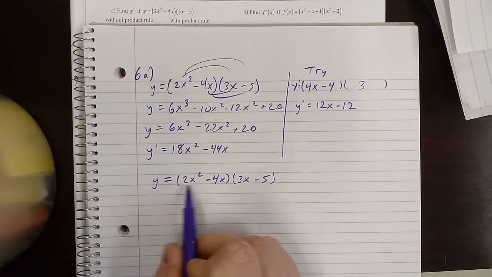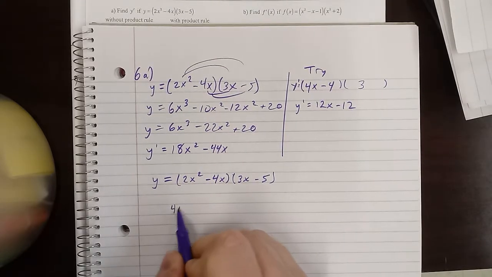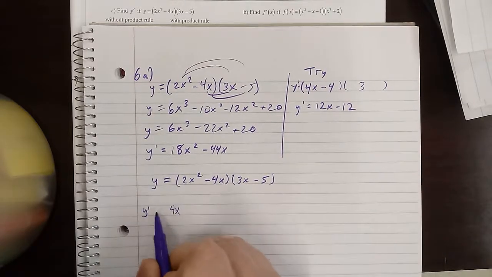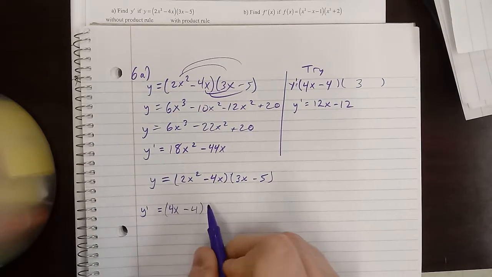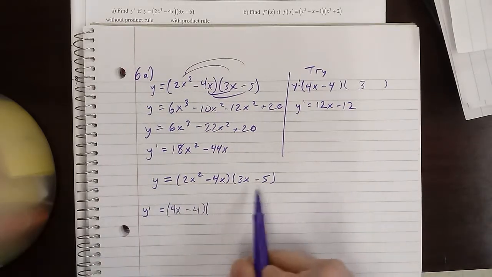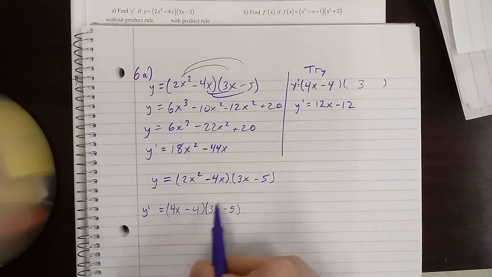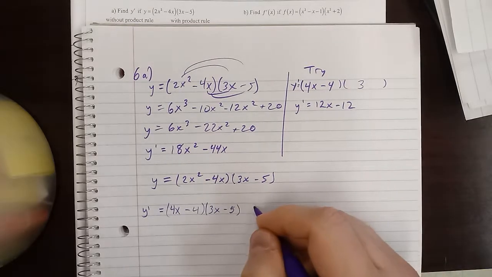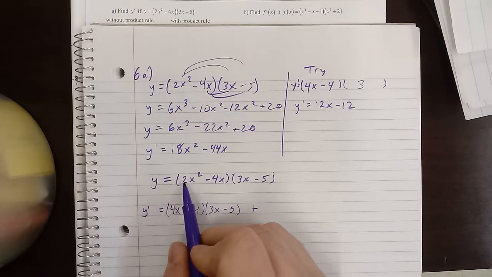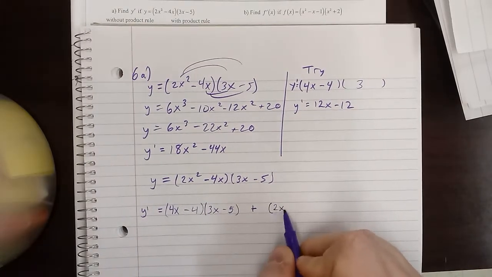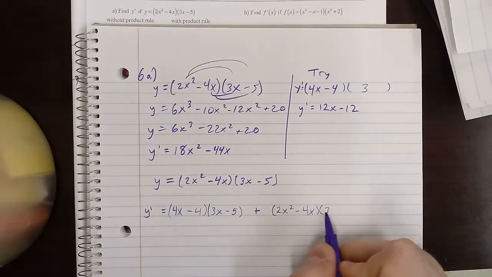So what I'm going to do is take the derivative of this first piece, which is going to be 2x squared, that's 4x, and then here, right, y prime is equal to 4x minus 4, and that's going to be multiplied by this 3x minus 5. This is one part of what we call the product rule. Then I'm going to put a plus sign, and then I'm going to leave this one completely alone, 2x squared minus 4x, and take the derivative of this, which is just 3.